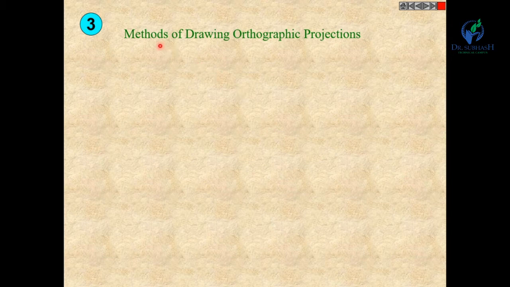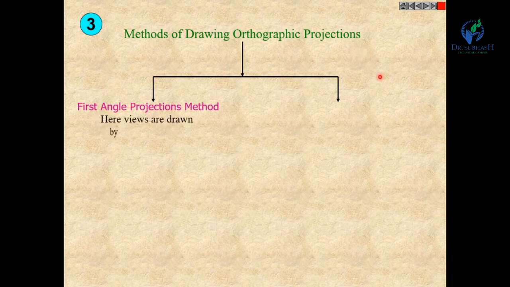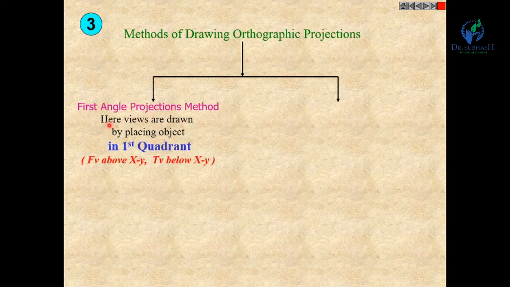So now, methods of drawing orthographic projections. There are two methods. First is the first angle projection method. In this method, views are drawn by placing the object in the first quadrant. Object in the first quadrant means it is above HP and in front of VP. So the front view is above XY and the top view is below XY.